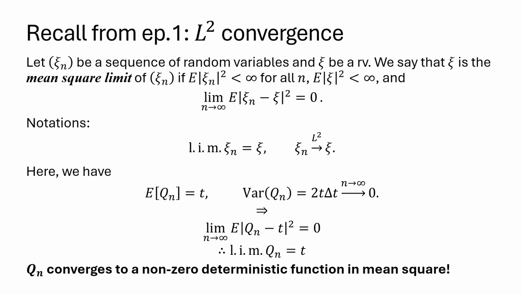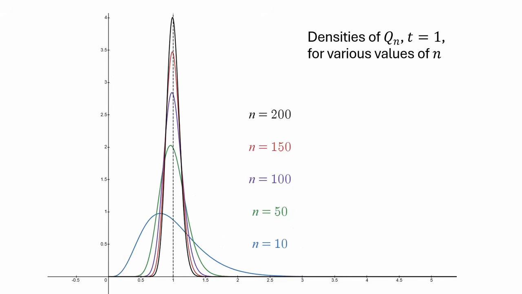What's interesting is, for any finite n, Qn is a non-degenerate random variable, but it converges to a non-zero deterministic function t. And here's the visualization of some of the densities of Qn. Since Qn follows a scaled chi-square distribution, its density has a closed form which we can easily plot. Here I pick t equals 1. As n gets larger, the density gets more and more concentrated around the value of 1. So that's the visualization of the convergence of Qn. Qn tends to t as n tends to infinity in the mean square sense.